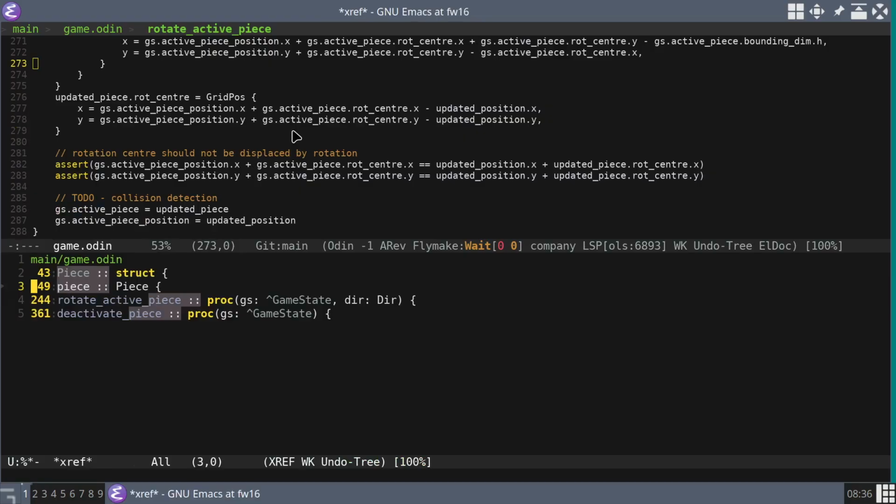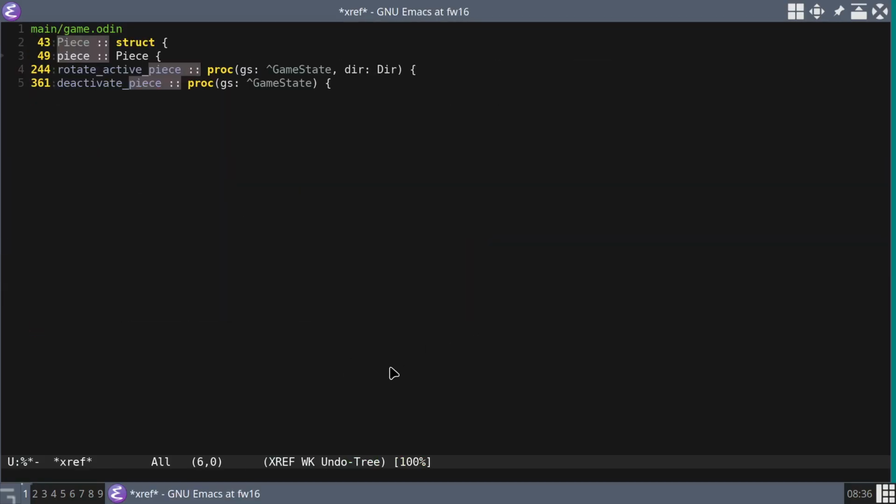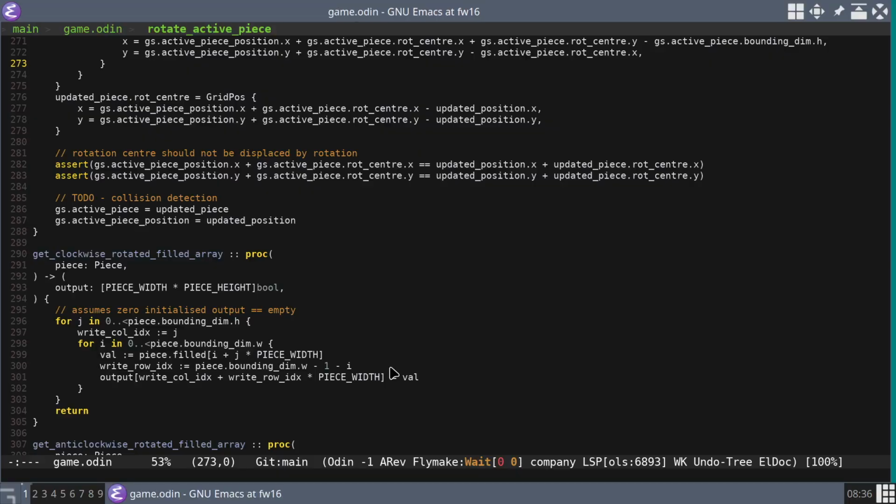Let's look at the time. I think I can justify spending a bit more time on this. So, let's go in here and do collision detection. What we want to say is, does the updated piece collide with anything in the grid?